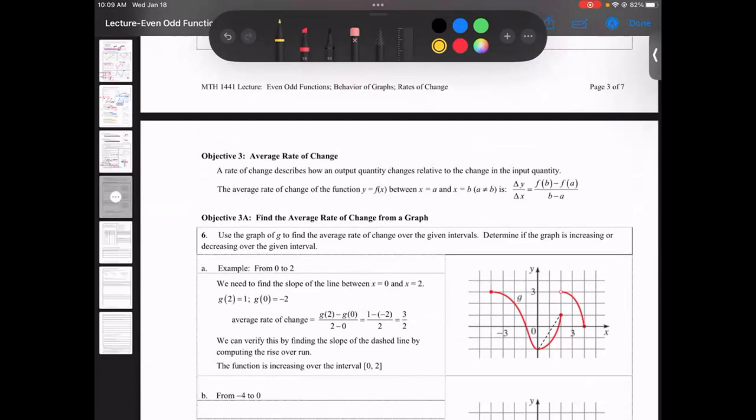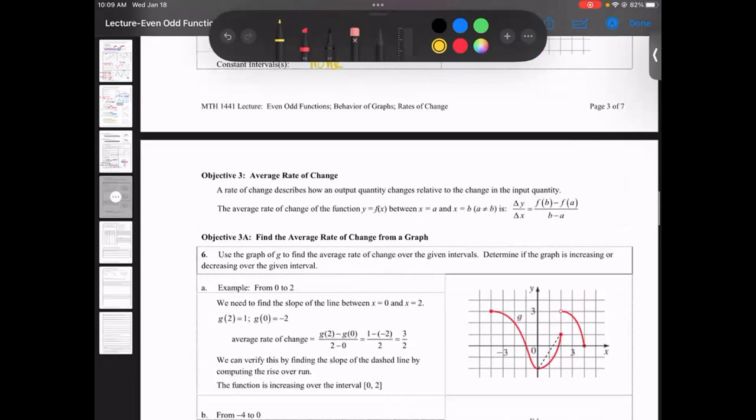Average rate of change. How many people here commute to school? Commute, yeah. You drive to school. You don't live on campus. Not many. I was expecting more. Now when I was at U of M, mostly they lived on campus. But OU is a commuter school, which is good. You save your parents some money.